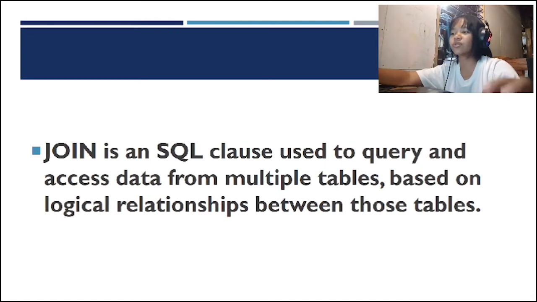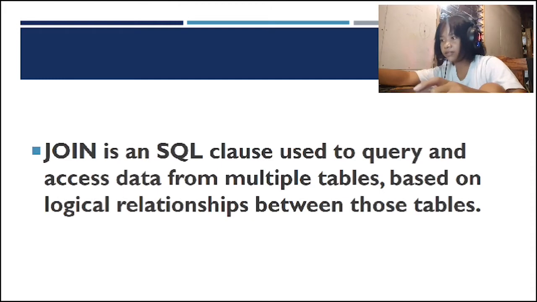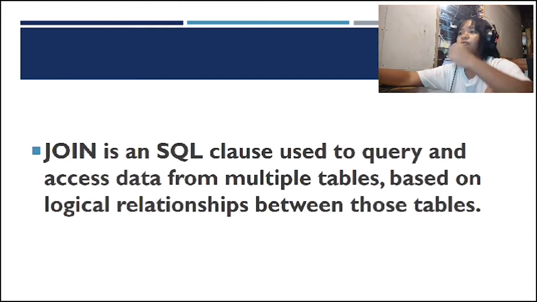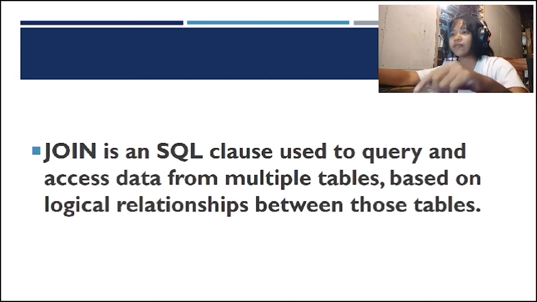Join is an SQL clause used to query and access data from multiple tables based on logical relationships between those tables. In other words, joins indicate how SQL Server should use data from one table to select the rows from another table. Before we proceed to the different types of joins, first we have to know what a tuple is. A tuple is a single row of a table which contains a single record for that relation. This is the picture of the tuple.